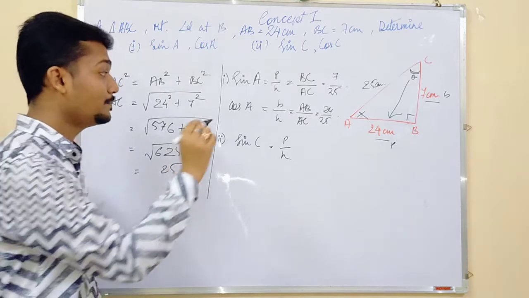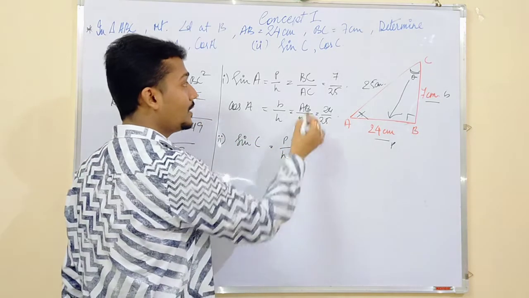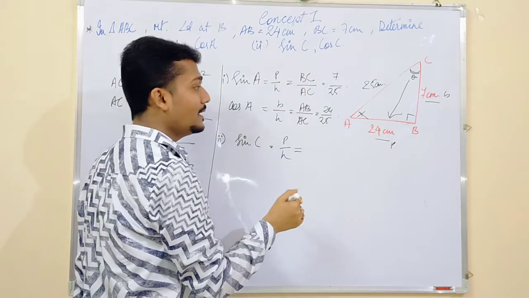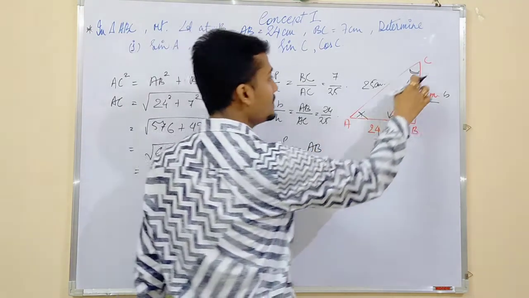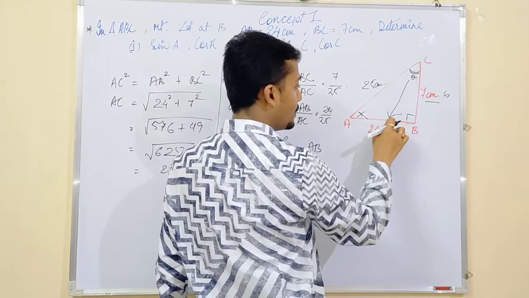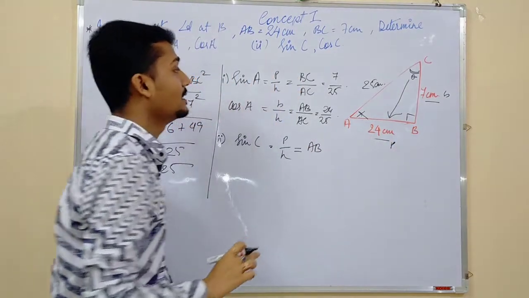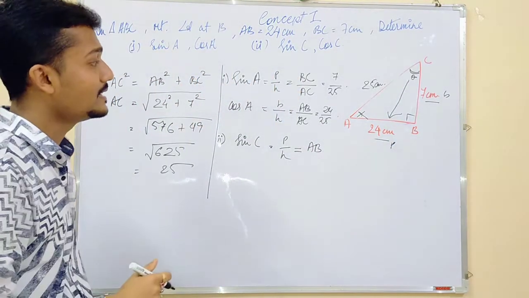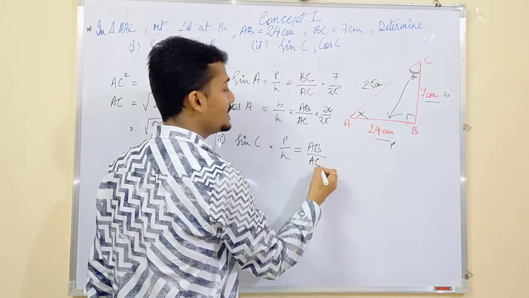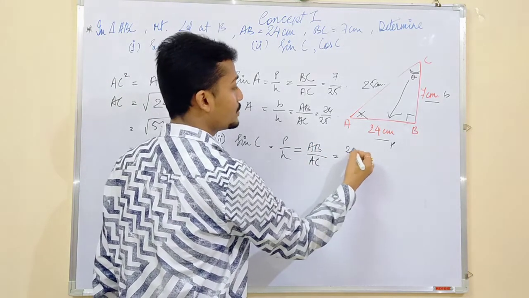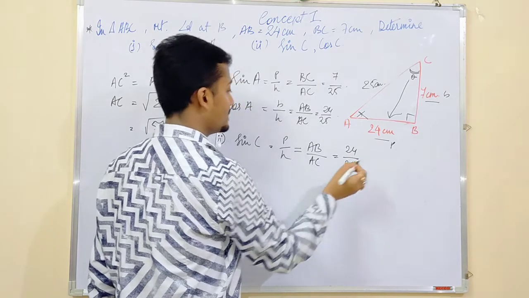Okay. Now here P will not be BC. What will be P? P will be AB now. Why? Because now we are taking angle C, and the side opposite to angle C is AB. That's why we are taking AB. H is given already, AC. That means sin C is AB by AC, which is equal to 24 by 25.